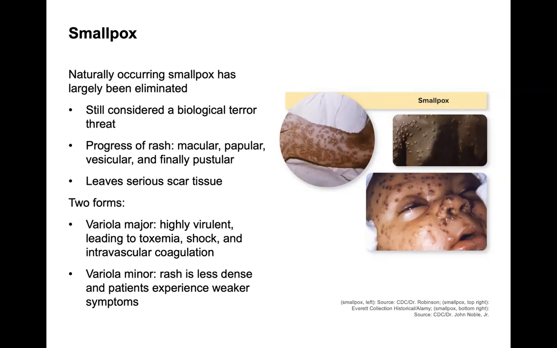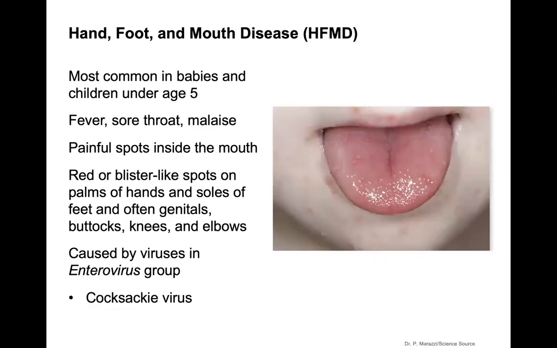Hand, foot, and mouth disease. This is most common in babies and children under the age of 5. It's highly, highly contagious. If your child ever ends up with this, make sure you wash your hands every time you touch that child, because the worst thing is an adult catching this. It causes fever, sore throat, and malaise.